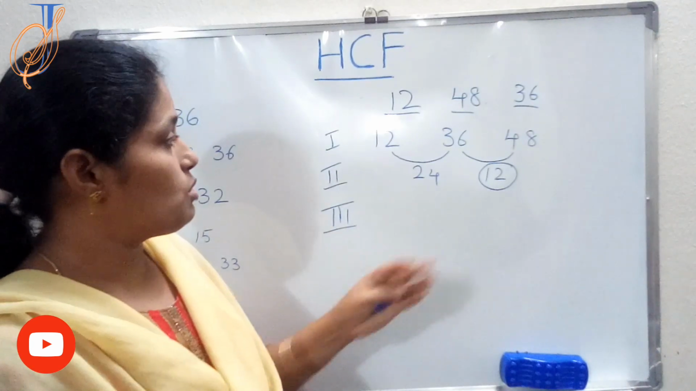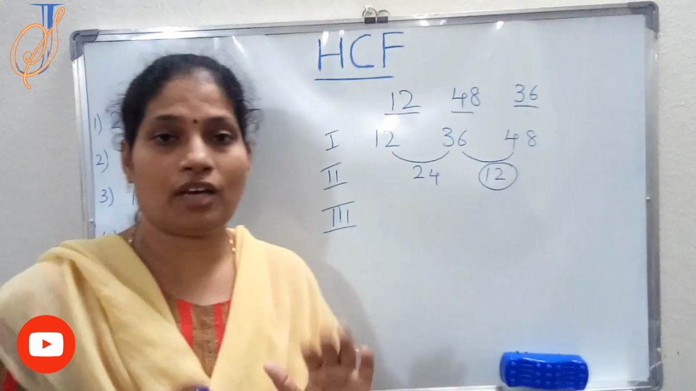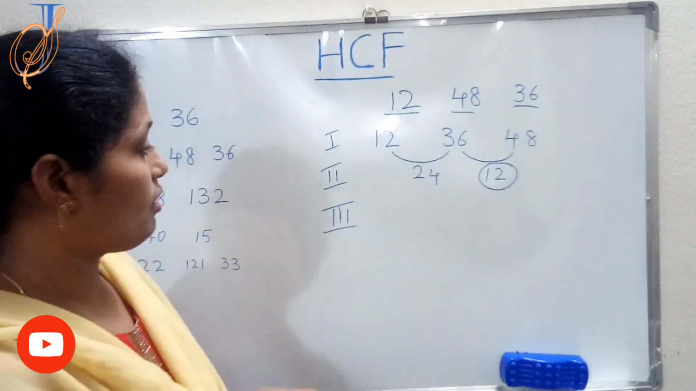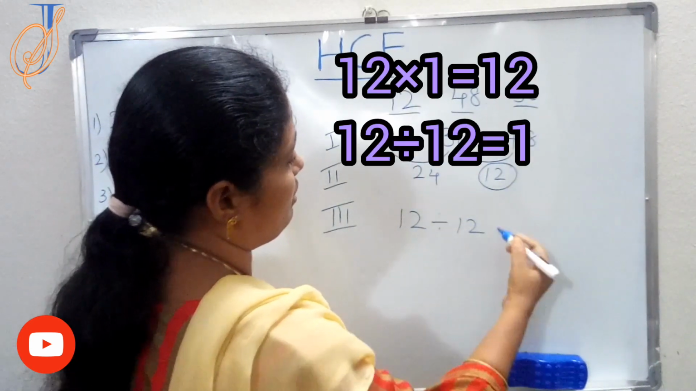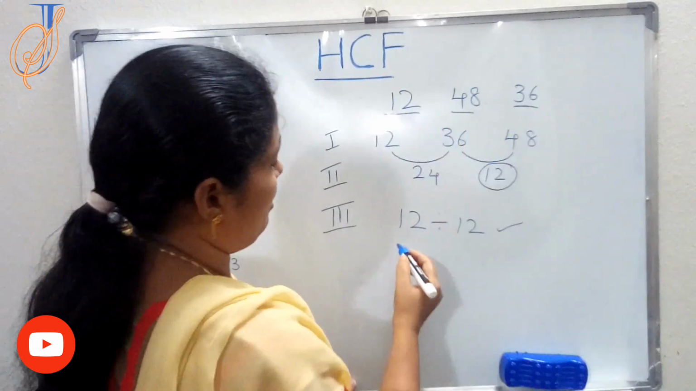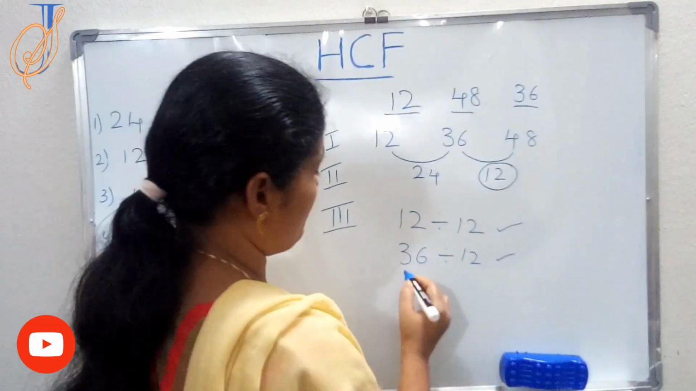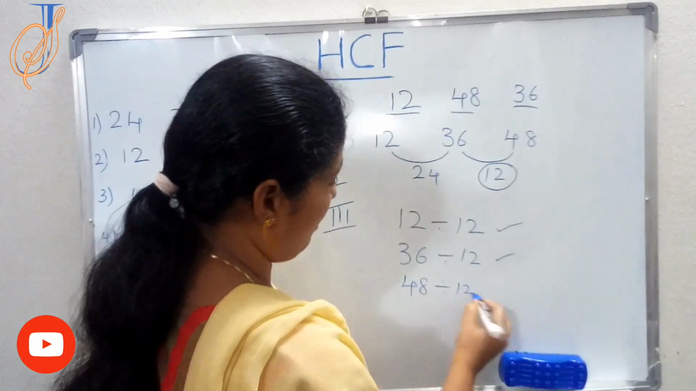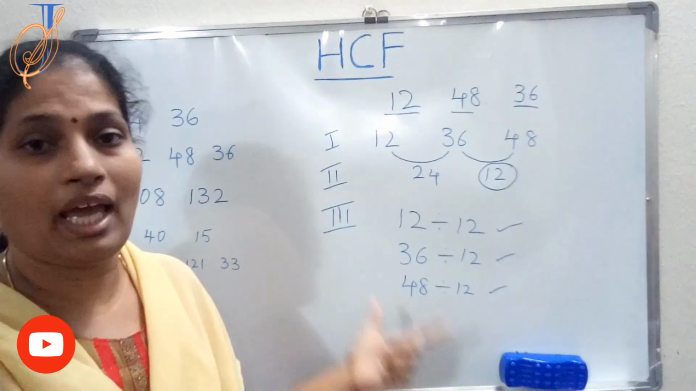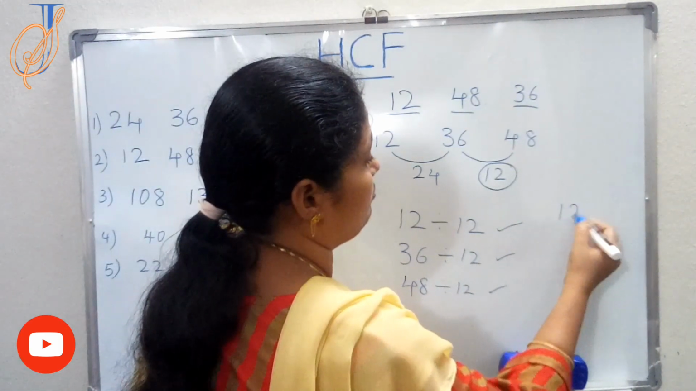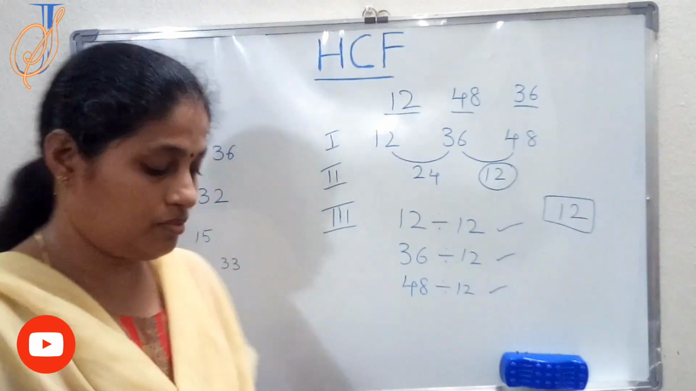So the second step is done. Now go with the third step. So what is our third step? Check for divisibility. 12 is divisible by 12. Yes. Is 36 divisible by 12? Yes. Is 48 divisible by 12? Yes. 12 times 4 is 48. So in this problem, our HCF is 12. So like that, within few seconds you can find the HCF.